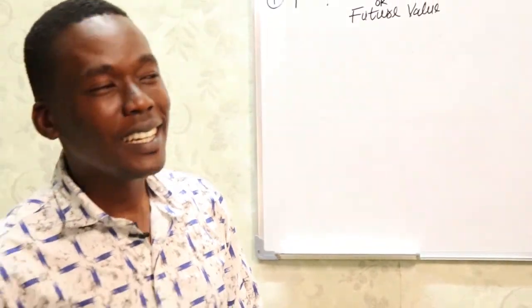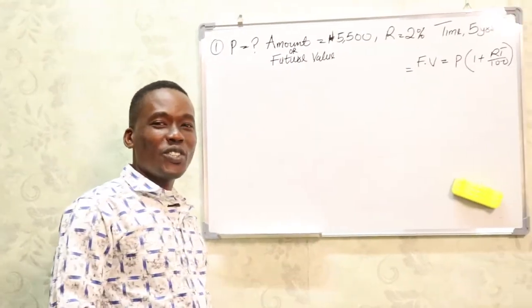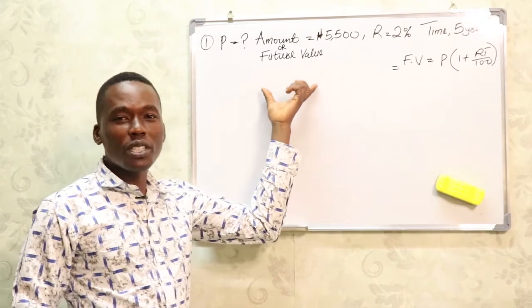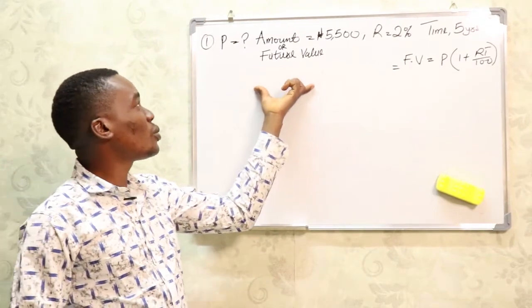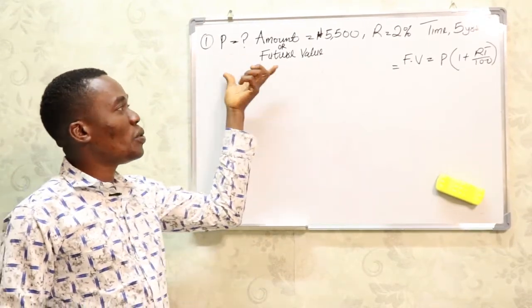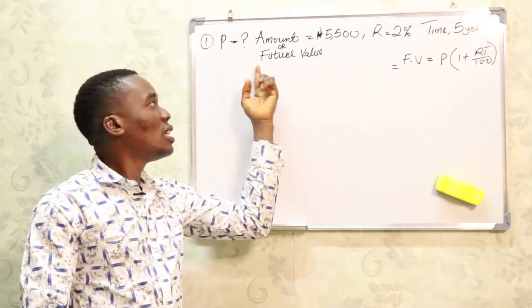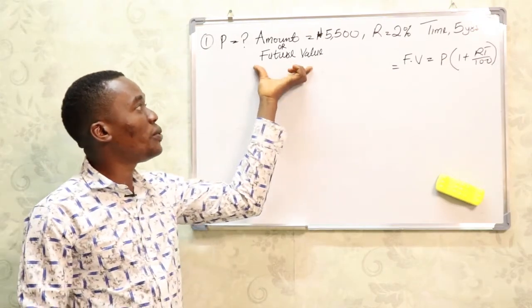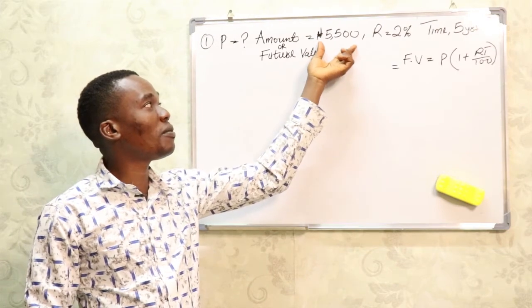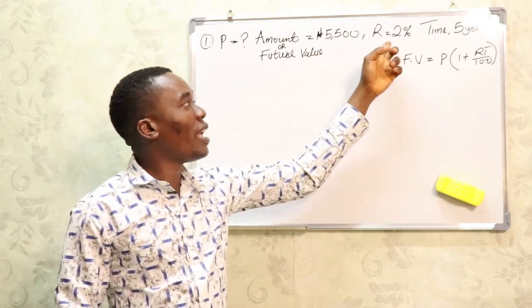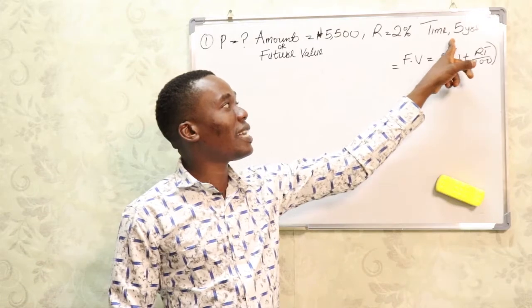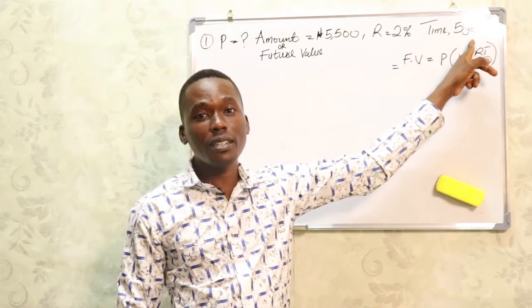Let's look at our sample question 1. Did you see it displayed on the screen? From that question, we are asked to look for the principal amount that will bring about this future value, which is 5,500, at a rate of 2% and at a time period of 5 years.